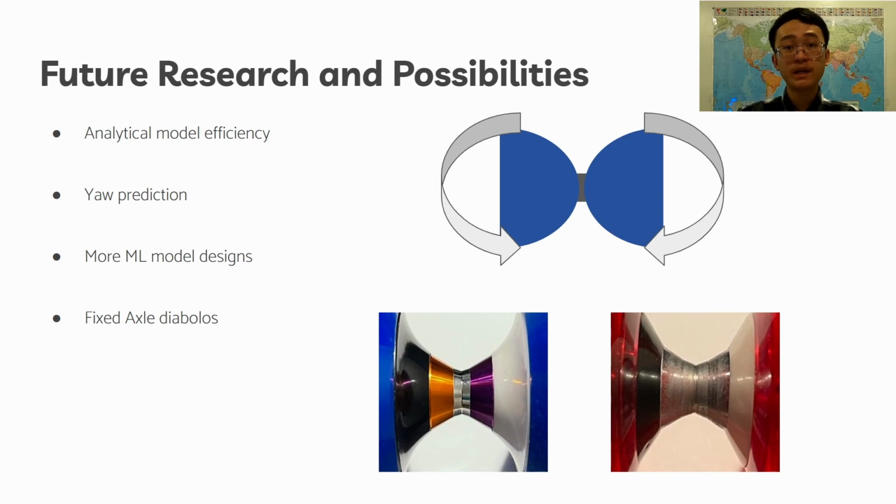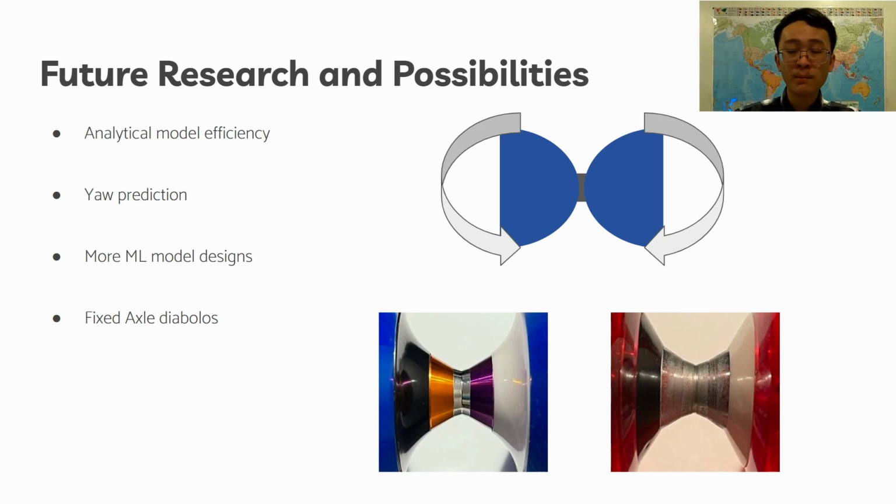There are many possibilities and future research directions for my project. For example, in order for this to be really practical, the analytical model should be more efficient since it runs on the magnitude of minutes currently. Additionally, I talked about pitch prediction, but yaw prediction can be added, and this diagram here is a top-down view of a Diabolo, and it shows how yaw is the Diabolo turning left or right.